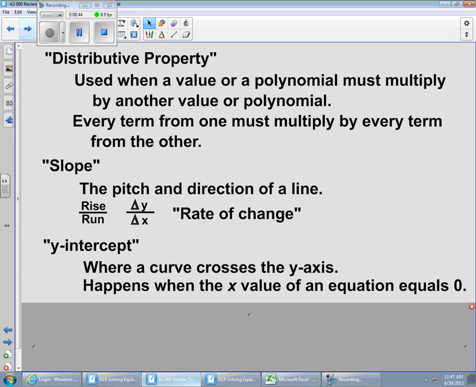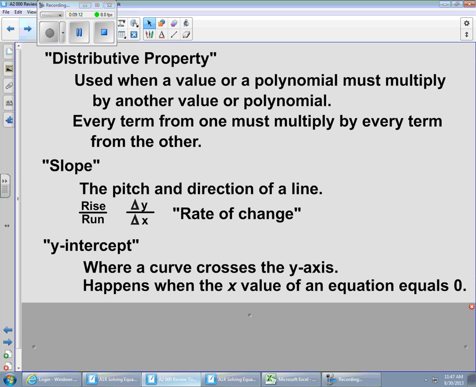We have parabolas, cubic equations, square root equations, absolute value equations, sinusoidal equations, and they all, or not all, but most of them in a lot of cases, will make contact with the y-axis. So y-intercept is not a term that's just exclusive to lines. It applies to all kinds of curves. That's why I say where a curve crosses the y-axis. And it happens when the x value of an equation equals 0.